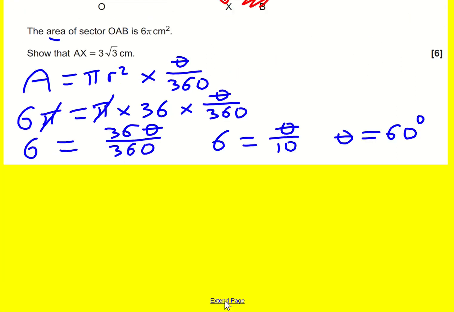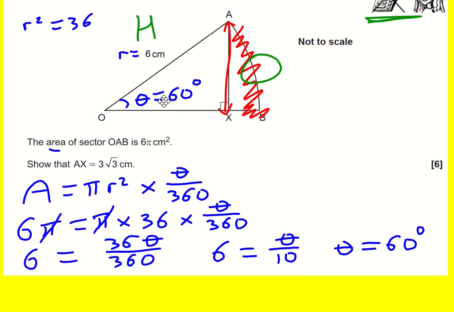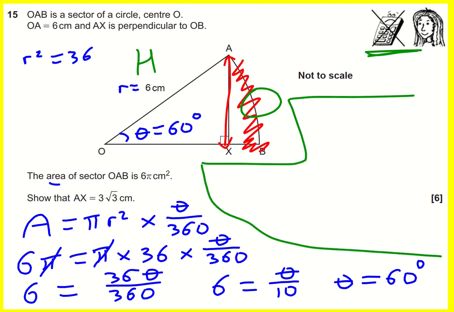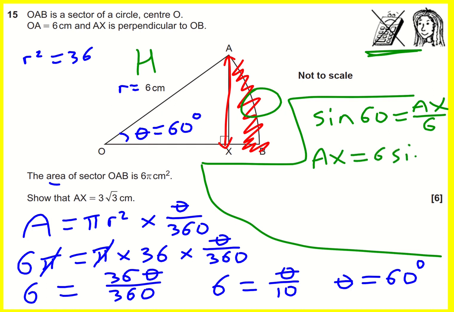So let's worry about writing the equation down for AX first of all. I think I have enough space just here. Okay, so I'm going to be using sine because of SOHCAHTOA, so sine of 60 is going to equal opposite over hypotenuse. It's going to equal this AX divided by 6, and therefore AX is going to equal 6 sine 60.